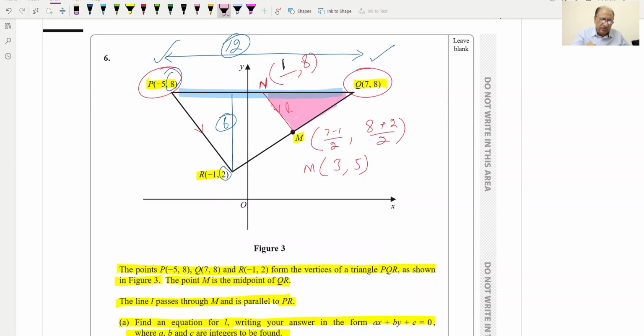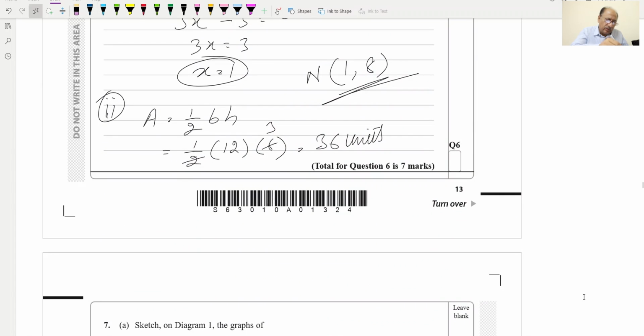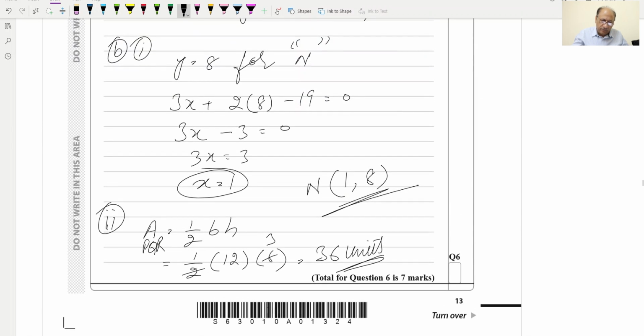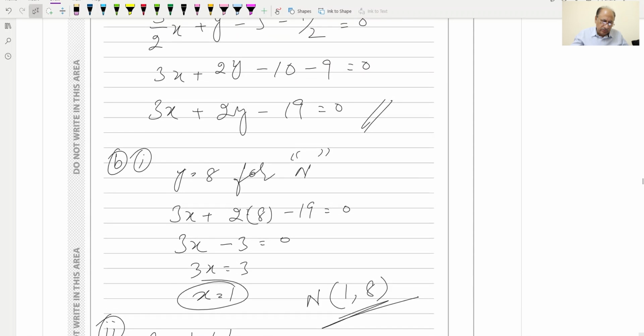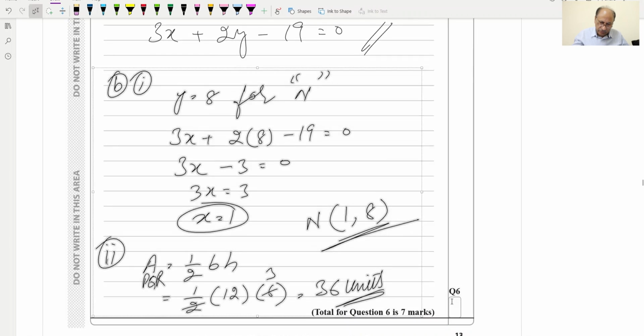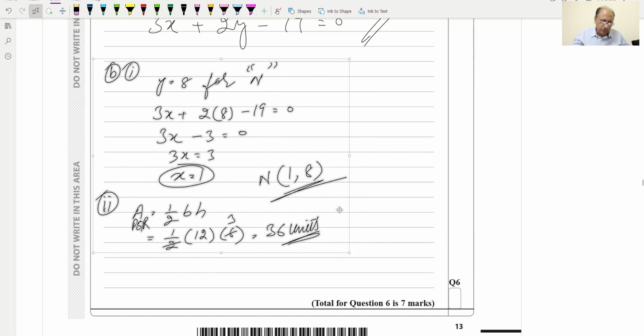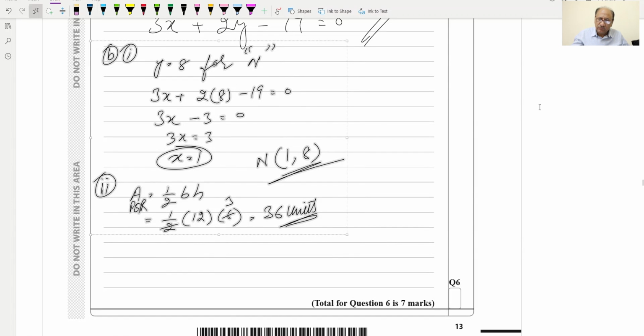Whatever we found, 36 units, is for PQR. So we can write here area of PQR. Area of PQR will be equal to 36 units, but we require area of MNQ, so we can write MNQ area. First we will just shrink the space and make space for the rest of the question. So we can write area of MNQ.